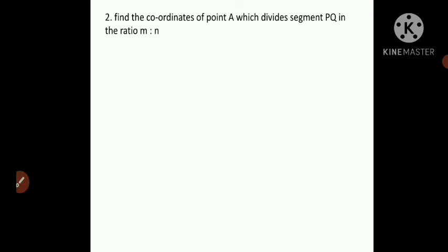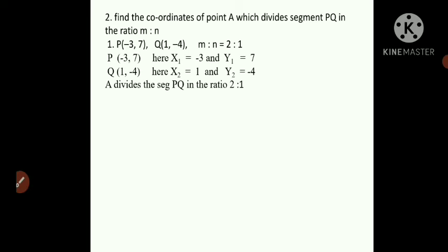Now we'll move on to the next question, that is question number 2. Find the coordinate of point A which divides the segment PQ in the ratio m is to n. Here you can see P is minus 3, 7, Q is 1, minus 4 and m is to n is 2 is to 1. So first we'll write P, that is minus 3, 7, so x1 is minus 3, y1 is 7 and Q, that is 1, minus 4. So x2 is 1 and y2 is minus 4 and the ratio given is 2 is to 1.